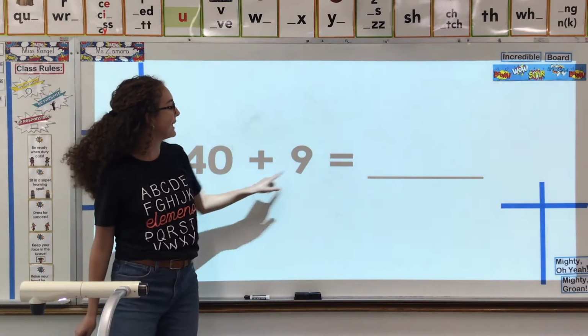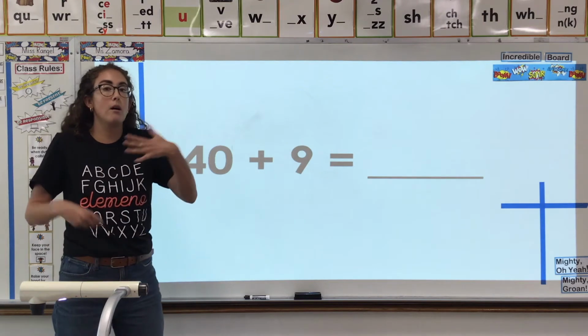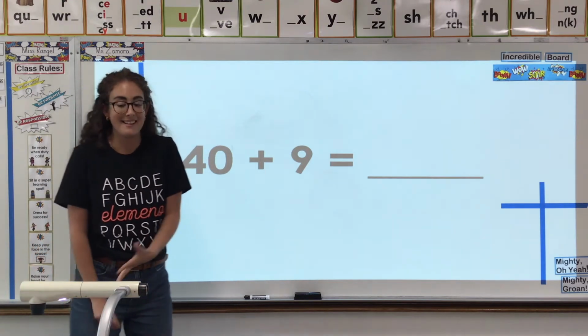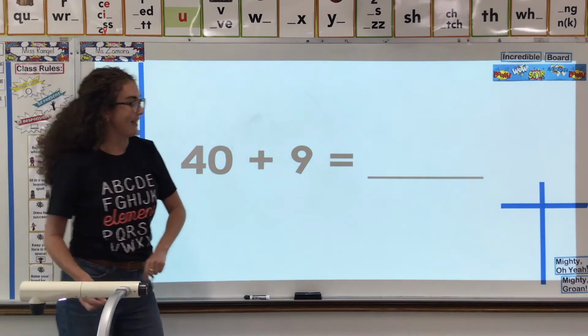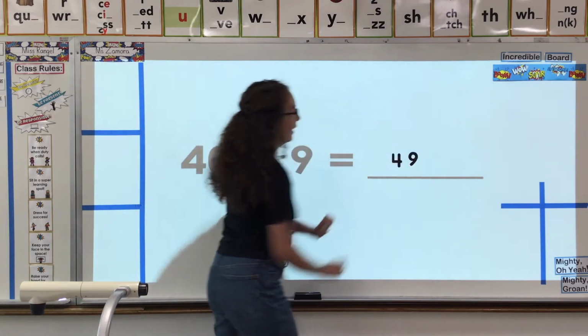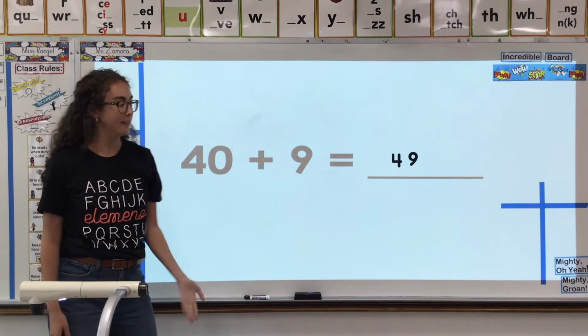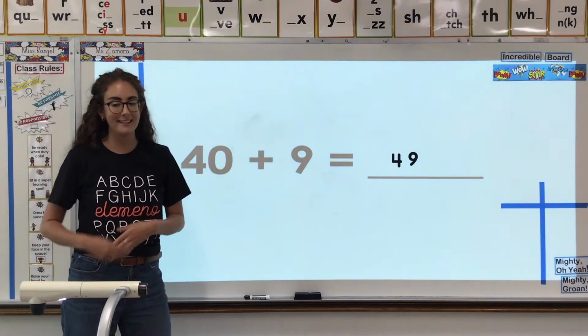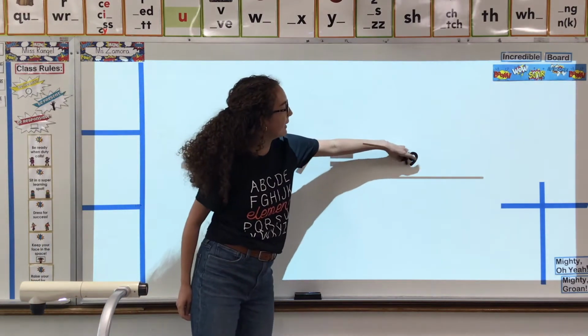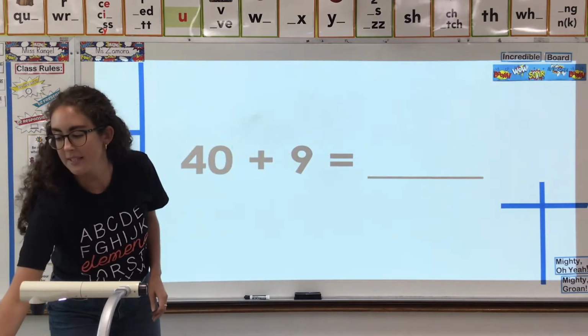40 plus 9 equals what? 4 tens, 9. That is, dun, dun, dun, 49. 40 plus 9 equals 49. Good job. We got a couple more to go. This one.